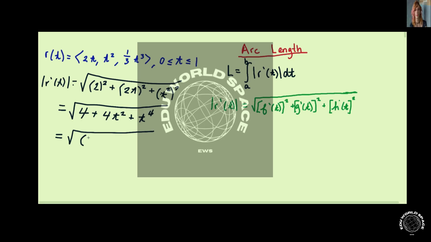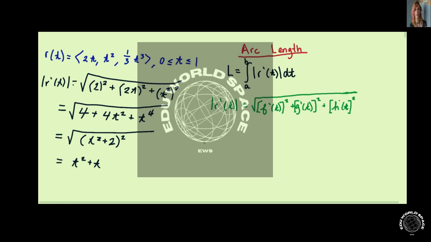This factors into t squared plus 2 squared, or 2 plus t squared squared. So I'll just rewrite it this way. t squared plus 2 squared. And I'm taking the square root of a perfect square. So this just ends up being t squared plus 2. It's the magnitude of that vector.